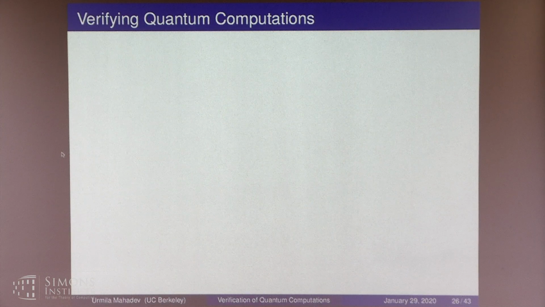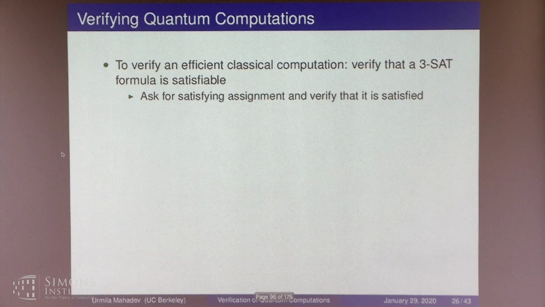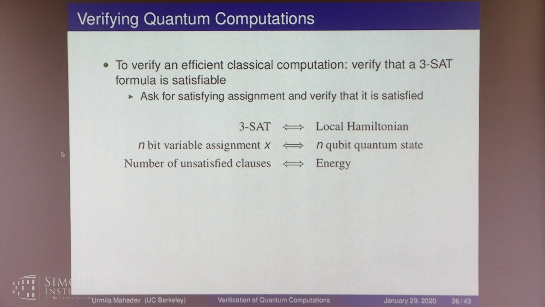And to do that, I'll look at classical computation for a second. If we wanted to verify an efficient classical computation, one way to do that is to convert the computation to a 3-SAT formula and then verify that the 3-SAT formula is satisfiable. And that's pretty easy. All the verifier has to do is ask for a satisfying assignment and verify that the formula is satisfied.